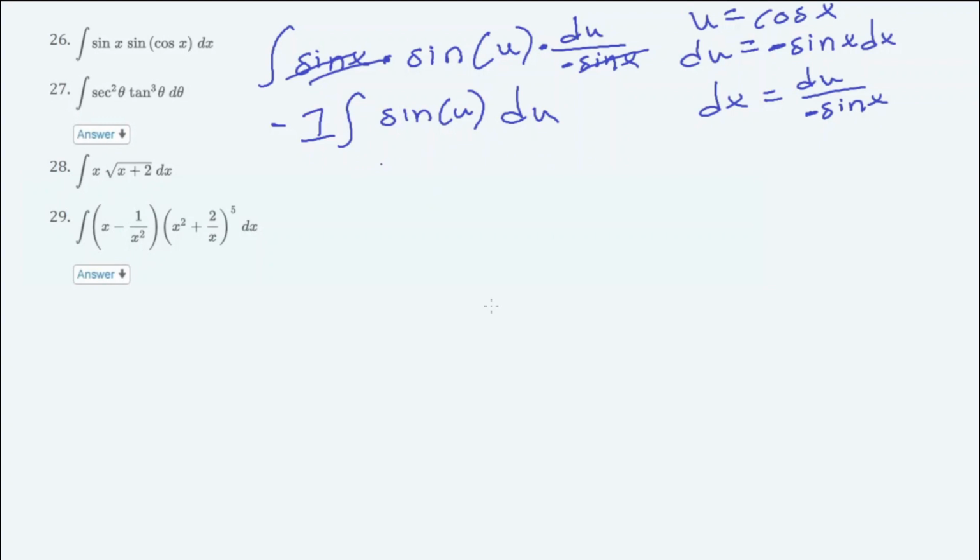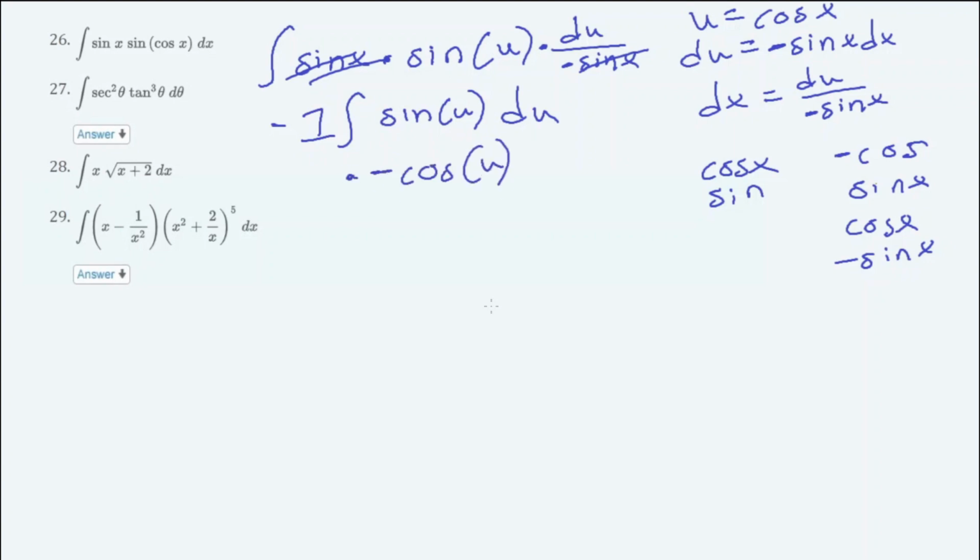So, let's find the antiderivative, or rather the integral, of sine u. We know the antiderivative of cosine x is going to be sine x, and we know the derivative of negative cosine of x is going to be sine of x, because the derivative of cosine of x is going to be negative sine of x. So you just kind of flip the signs. That means the antiderivative of sine u is going to be negative cosine u. I have negative cosine u multiplied by negative 1, but since it's a negative times negative, we're going to have positive, and now it's going to be plus c.